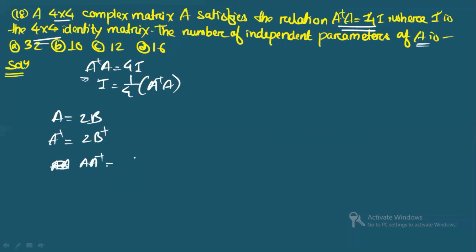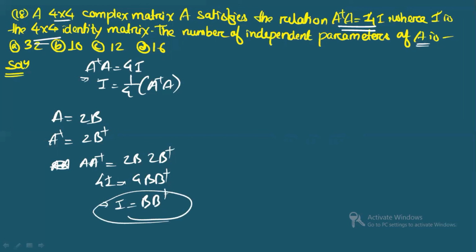So if you write A dagger, it will be equal to what? 2B dagger. That is what? 4B dagger. Right? This is what you will get. A dagger is equal to what? 4I. Yes or no? So you will get I is equal to what? BB dagger. That means BB dagger is also equal to what? I. Right? This is what you will get. That means B is what? B is a unitary matrix.